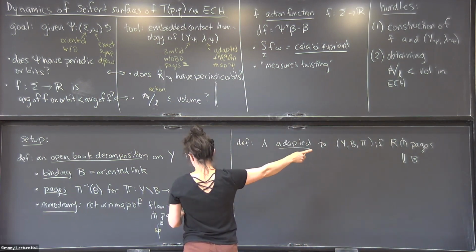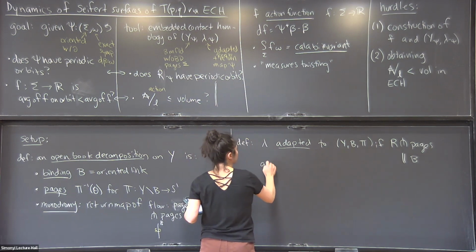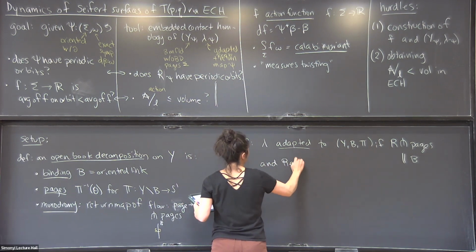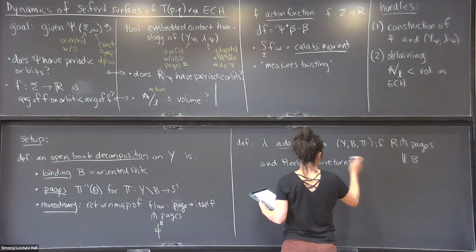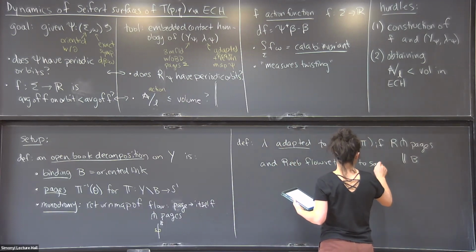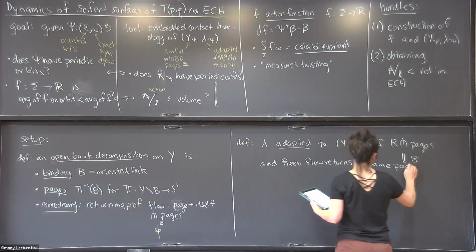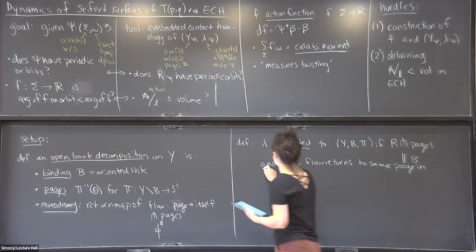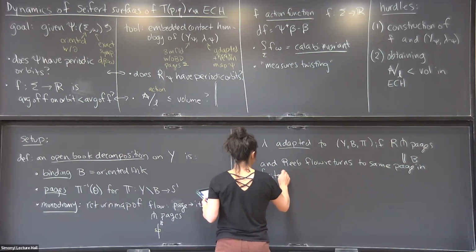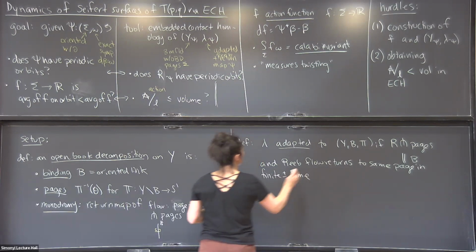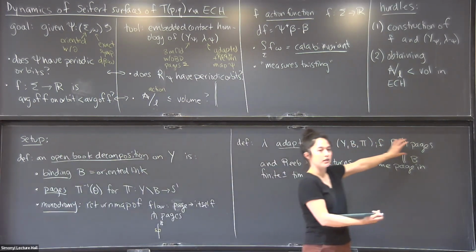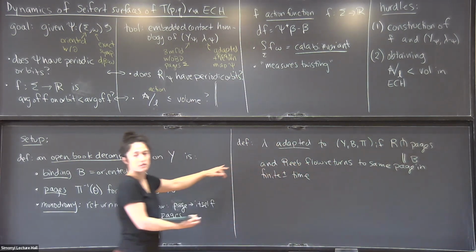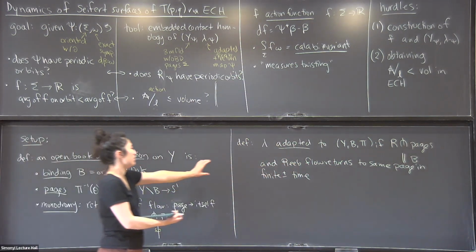And furthermore, the Reeb flow returns to the same page in finite time. So I think you can come up with examples where these first two conditions are satisfied, but this last one isn't satisfied. So we need to require this.